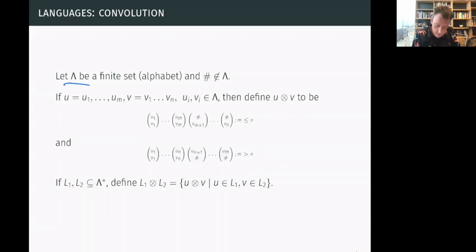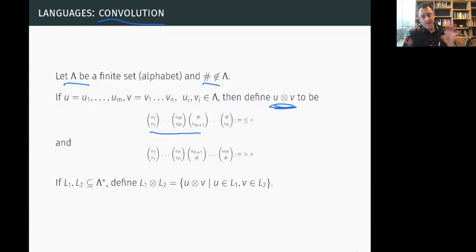If I have a finite set lambda and I have a symbol hash that's not in lambda, and U and V, two strings out of lambda star, you can combine them together, and this is called convolution. So U convolved with V is either you draw U on top and you draw V on the bottom, and you put the blank symbols in the appropriate spot. So if V is longer than U, you need blanks at the top. And if U is longer than V, you need the blanks at the bottom.